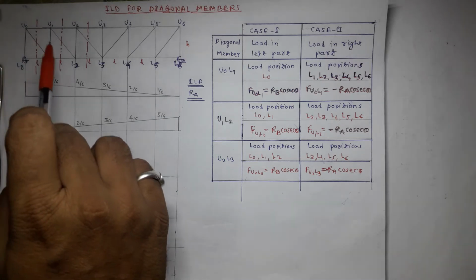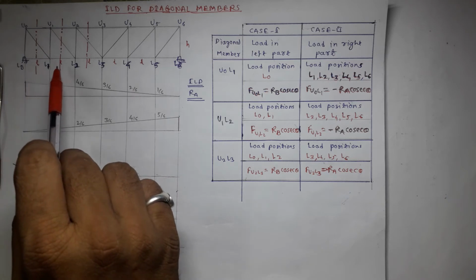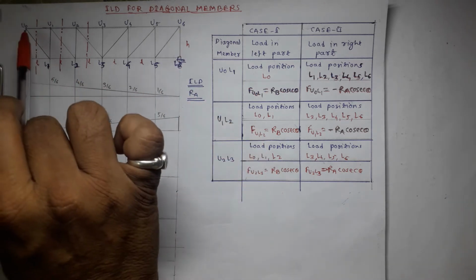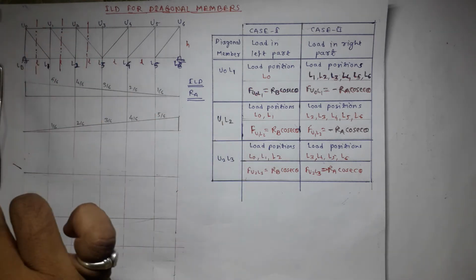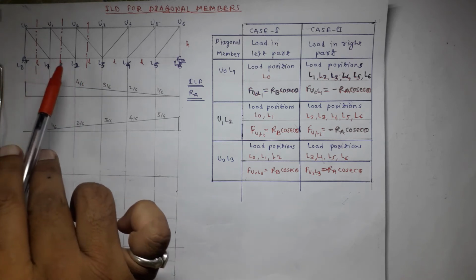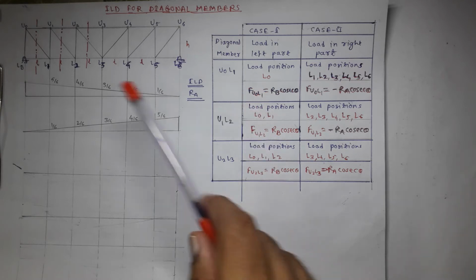It is an N type of truss with 6 panels. Each panel has a length equal to small l and height of the truss is h. The upper top panel points are u0, u1, u2 and so on. The lower chord panel points are l0, l1, l2, l3 and so on. To draw the ILD for diagonal members, again I am going to assume certain things.